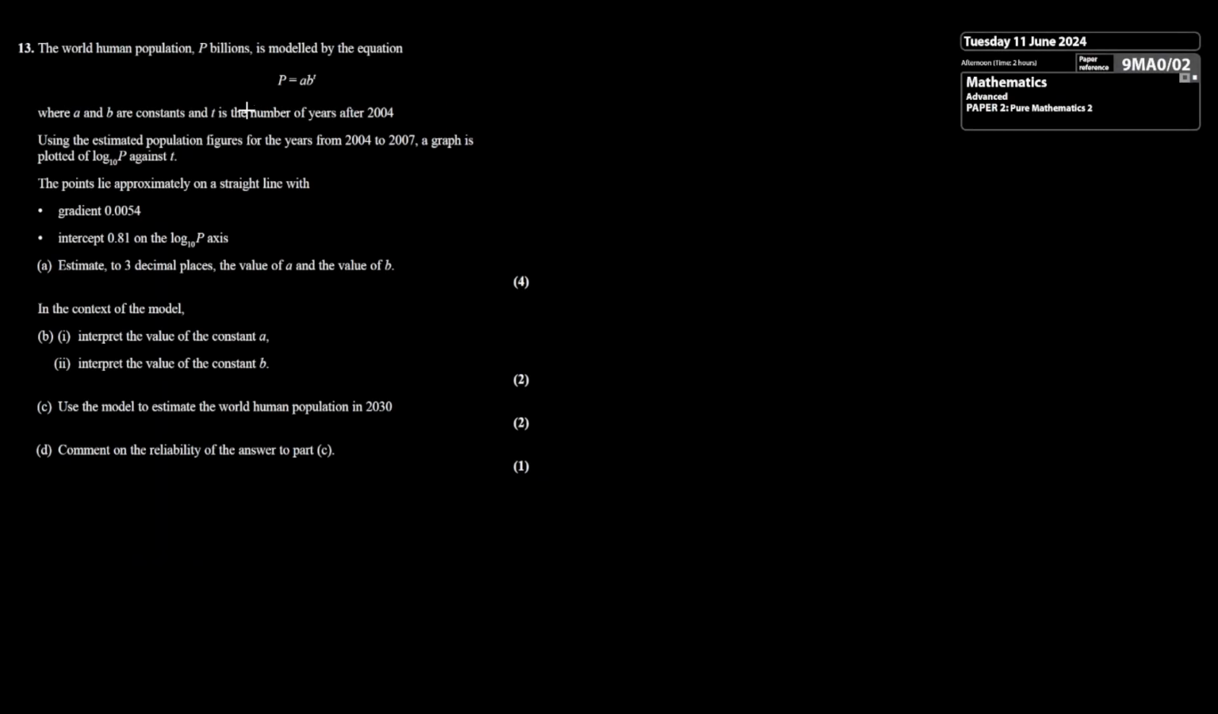So we've got a modelling question here. The world human population, p billions, is modelled by this equation. A and B are constants and t is the number of years after 2004.